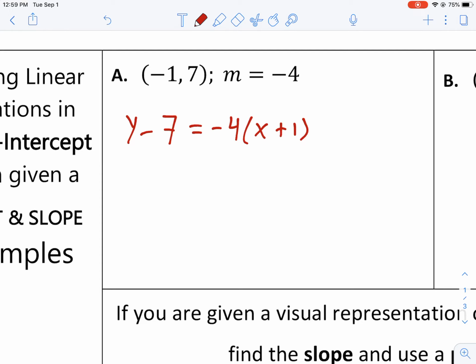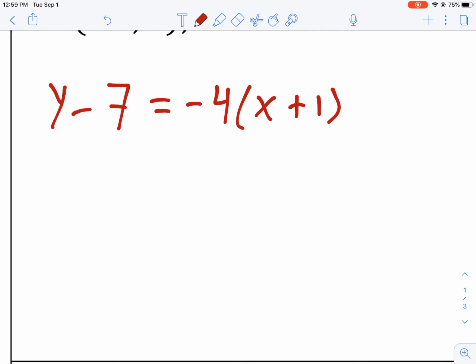And it's, again, 2 steps, all right? You do want to get y by itself, so we want to get rid of that negative 7, but also we need to get rid of those parentheses because slope-intercept form doesn't have parentheses. So we're going to start by distributing right there.